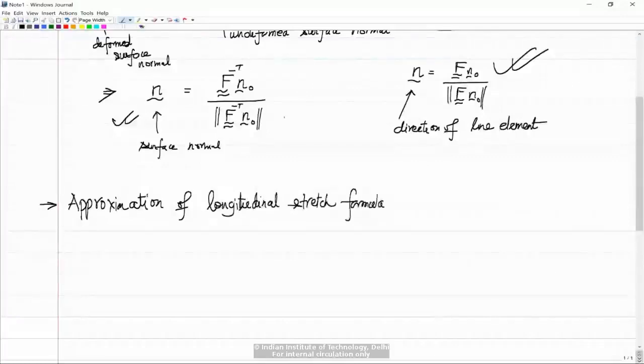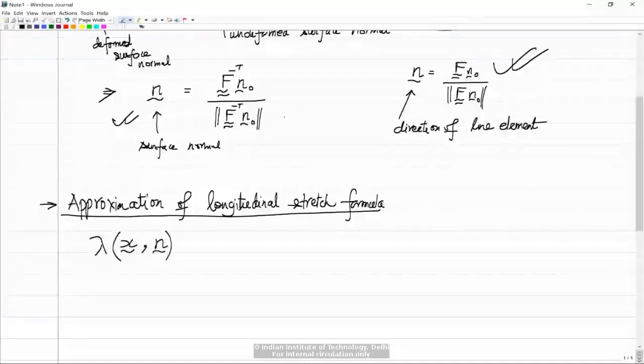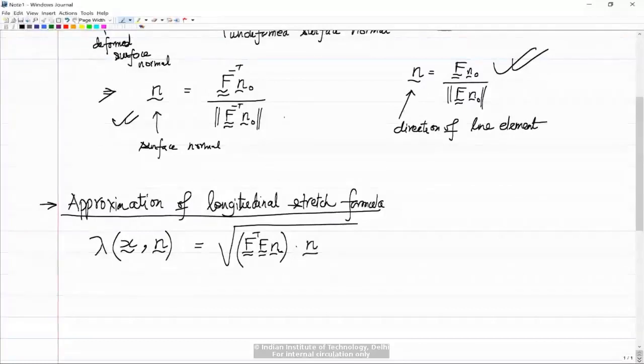And we'll figure out what approximation is to be done. Okay, so recall that lambda was used to denote longitudinal stretch at any point and for a given line element. So we need two arguments here, x for the point and n for the direction of line element, right? And then this was equal to square root of F transpose F, n naught or n, dot with n, right? So that's the formula.